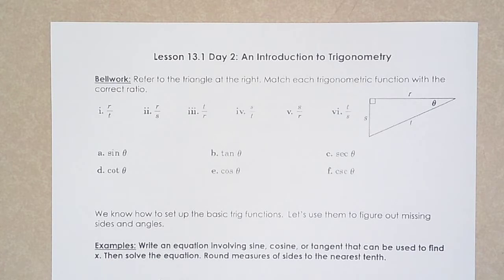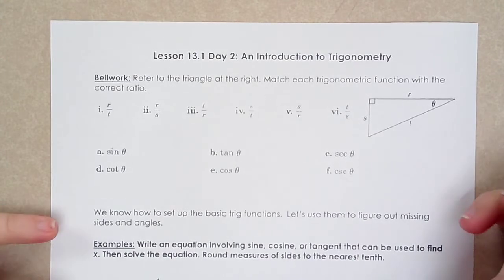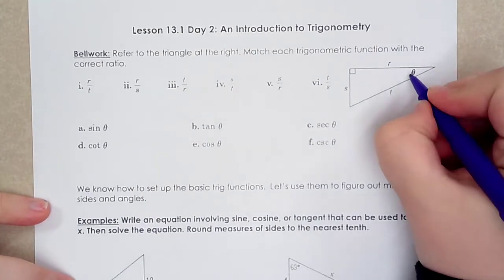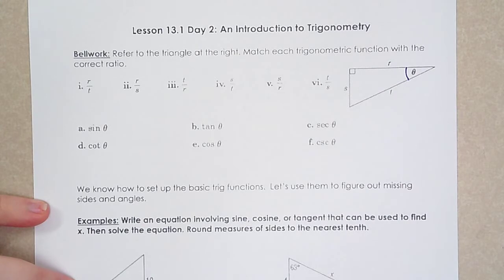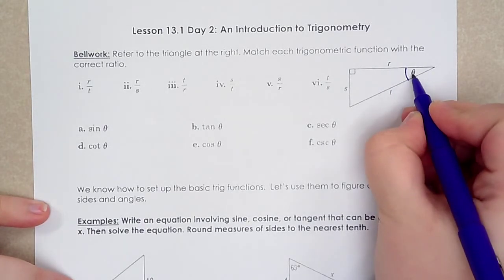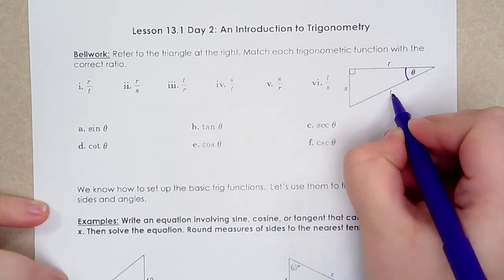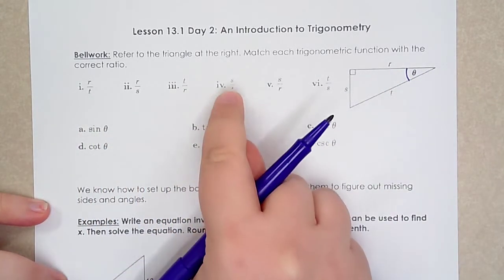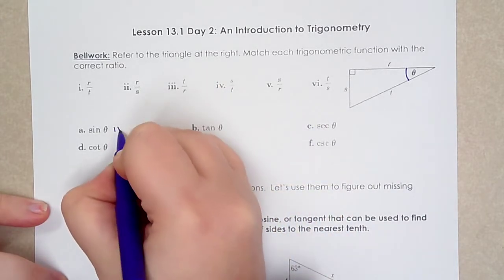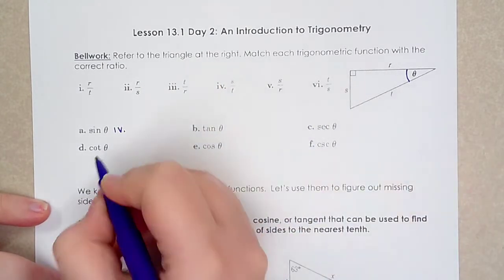For our bell work, we want to refer to the triangle at right and match each trigonometric function with the correct ratio. This is why we're specific about which angle we're talking about, in this case theta, because the angle tells us which ratios we're looking at. If I want sine of theta, I'm going to take opposite over hypotenuse, which is s over t. That's IV, and there's our first one.